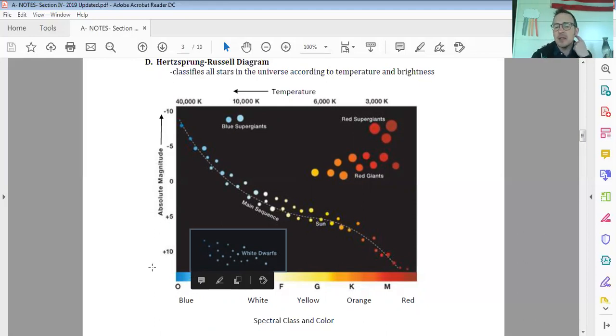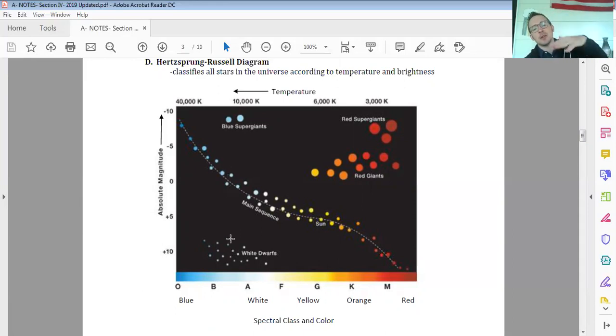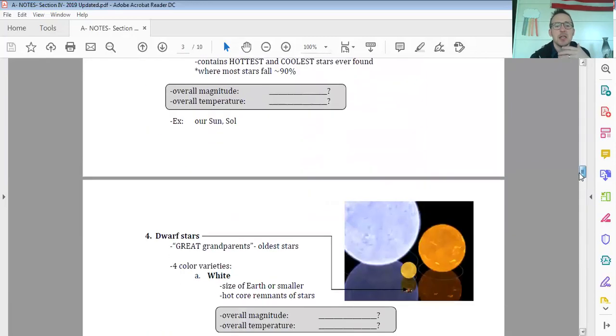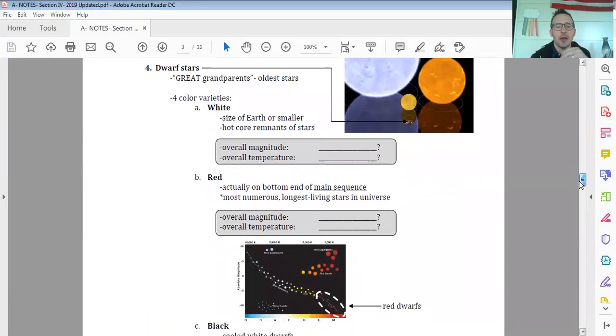Because they're down in this corner, we could say that they are very, very hot because they're over to the left, but they're also very dim because they're down at the bottom. And that might surprise you because you might think that all hot stars would be really bright. But in reality, for white dwarfs, they are so small that they're just not giving off very much light despite their temperature. So these are around the size of Earth, and they're the hot core remains of stars.